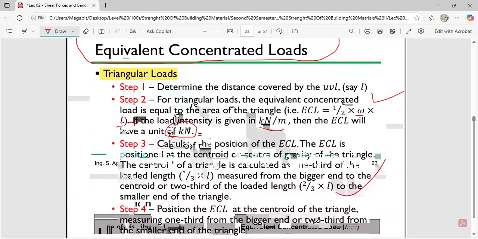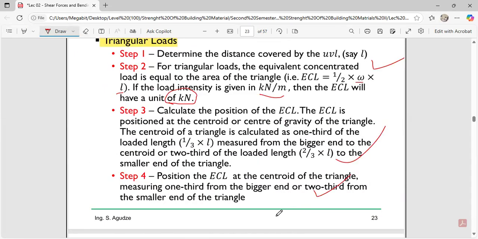So that is how you're also going to go about step 4. Okay. Then at the end of the day, the way to calculate for the triangular load: first of all, you have to determine the distance covered. Secondly, you have to calculate your ECL. Because it's a triangular load, we say that the ECL is equal to the area of a triangle.